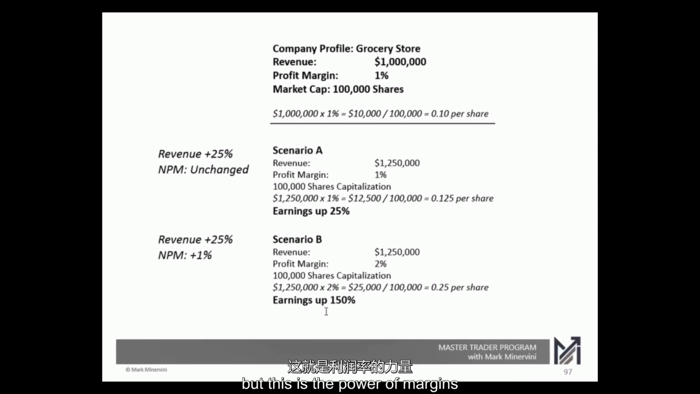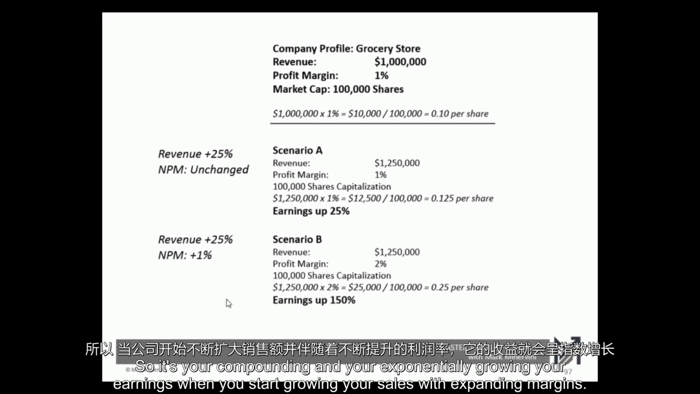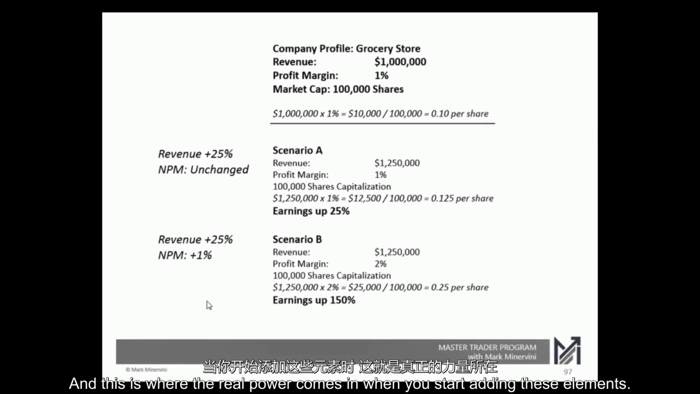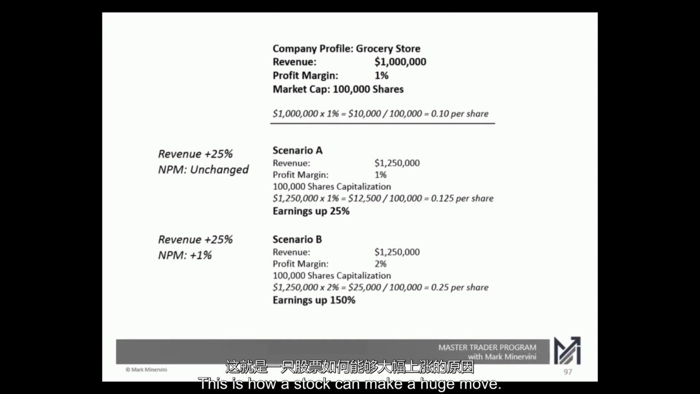But this is the power of margins, because you can get a company that has 3% margins, like in the case of Monster Beverage, they grew from 3% to almost 19%. That's way more than double, and at a much larger number. So you're compounding and exponentially growing your earnings when you start growing your sales with expanding margins. This is where the real power comes in, when you start adding these elements. And this is how a stock can make a huge move.